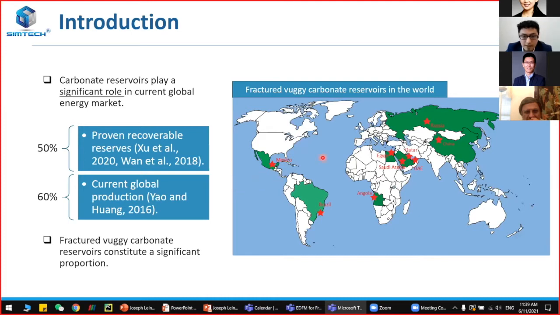All right. Here we can see the most important ones, like in Brazil, Mexico, the Tarim Basin, and China, some in Russia, and in the Middle East as well.